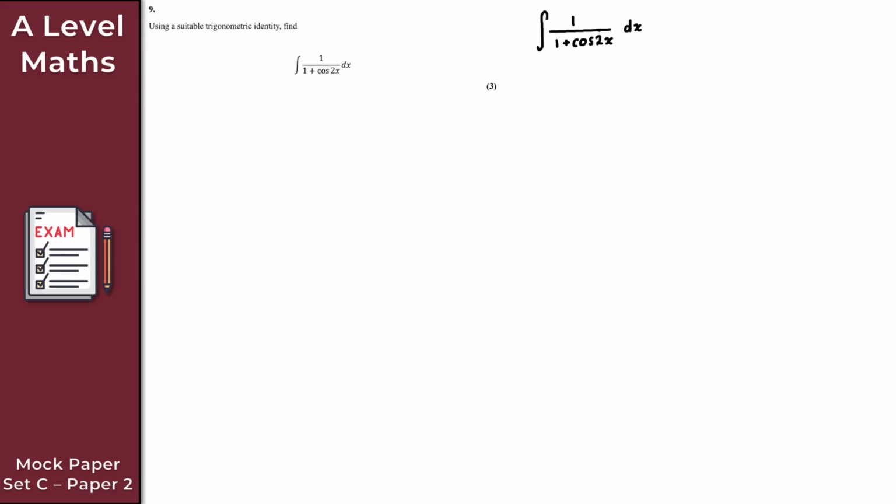Now, as the question suggests, we do need to use a suitable trigonometric identity. The only thing that we can do here is work with cos 2x, right? It's the only trigonometric term that we have. So what is cos 2x identical to? Obviously there's a few different things that you can put here, but what we're looking for is 2 cos squared x minus 1. And what will happen is once I replace cos 2x with 2 cos squared x minus 1, this 1 and the minus 1 will cancel.